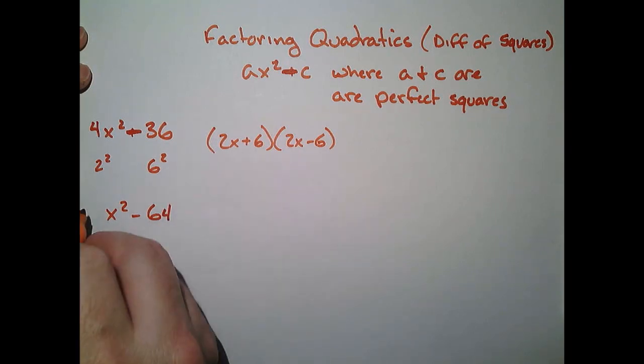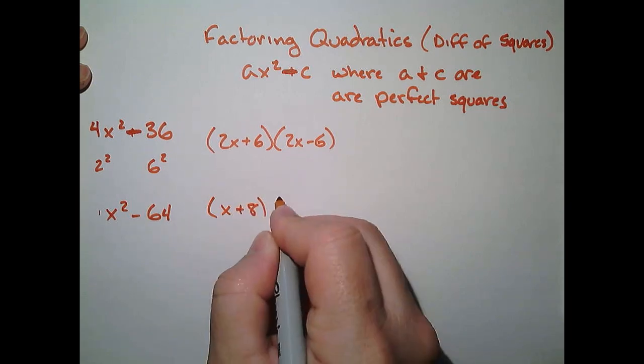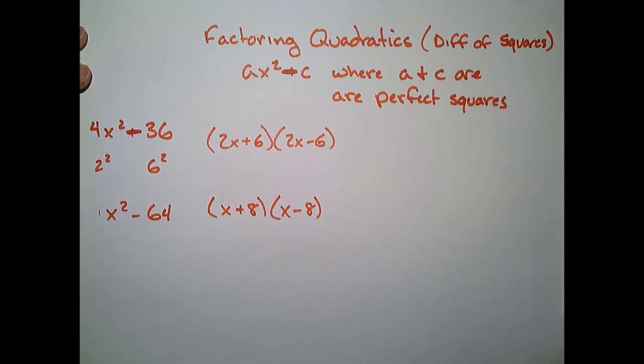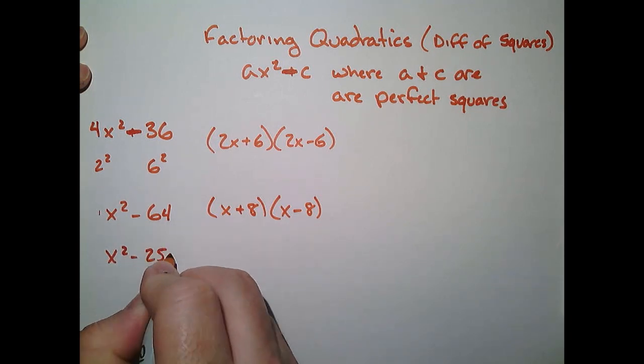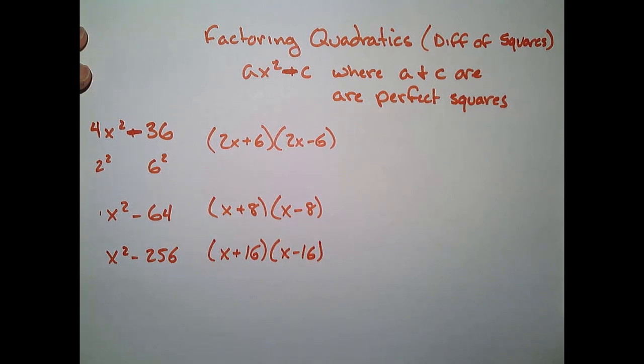Look at another one. We have x squared minus 64. Remember, we can assume our 1, and a 1 is a perfect square. So the square roots of 64 are 8 and 8. So it's x plus 8, x minus 8. And then if we do one more, x squared minus 256. Again, x plus 16, x minus 16.